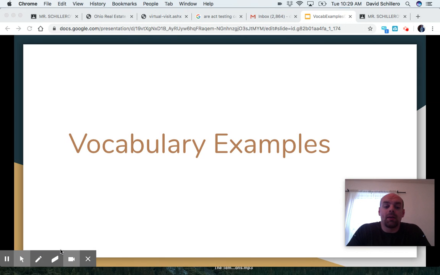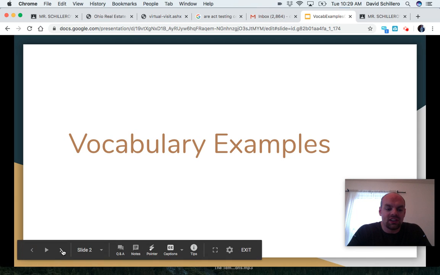I wanted to take a couple minutes to go over your new vocab words for the week with you, and show you some examples of how they are used in a sentence. So if you just go ahead and follow along, take a look at the examples that I'm giving, I think it will help you out.